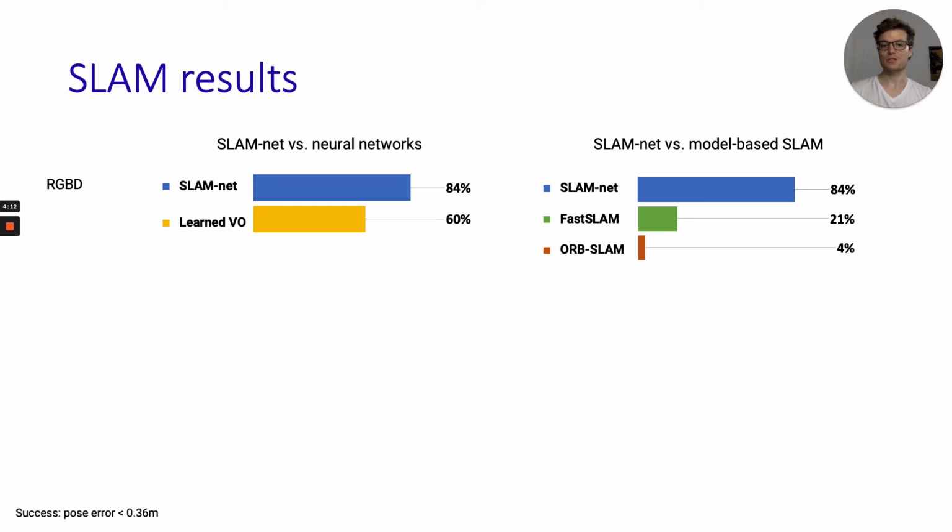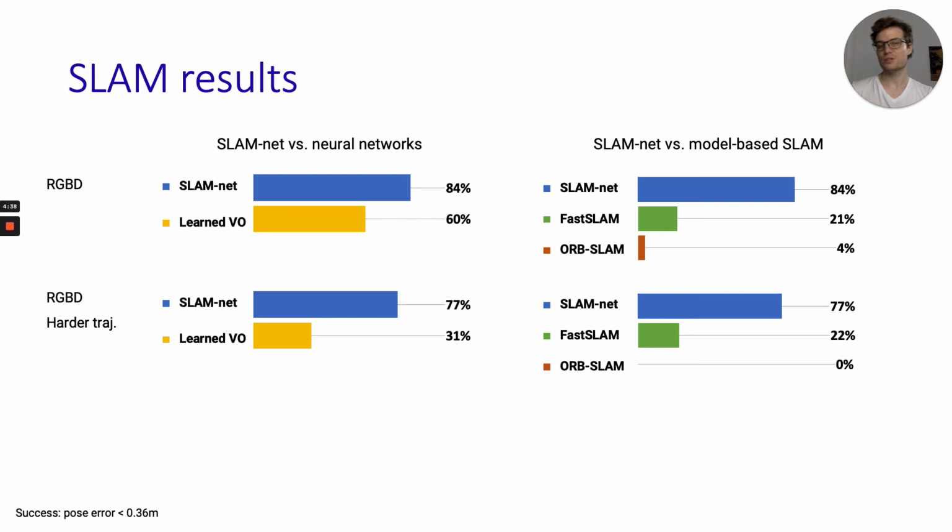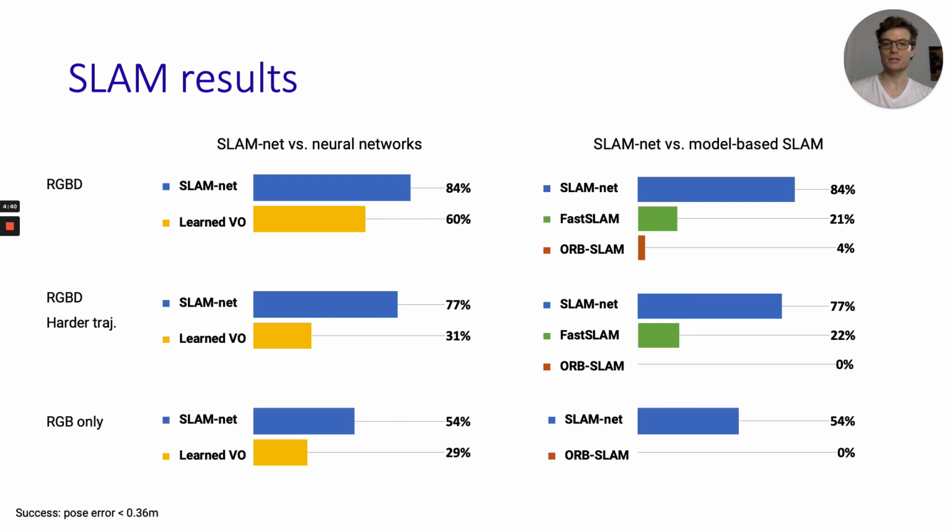ORB-SLAM is actually a more popular method, but it performed really poorly here. To understand why, we tried it in an idealized setting with no noise and high frame rate, where it actually performed well. A possible explanation is that ORB-SLAM relies on tracking temporally consistent visual features, which fails with our noisy robot navigation data. When we tried using more difficult trajectories or RGB-only input, we found that the benefit of SLAM-net was even larger.